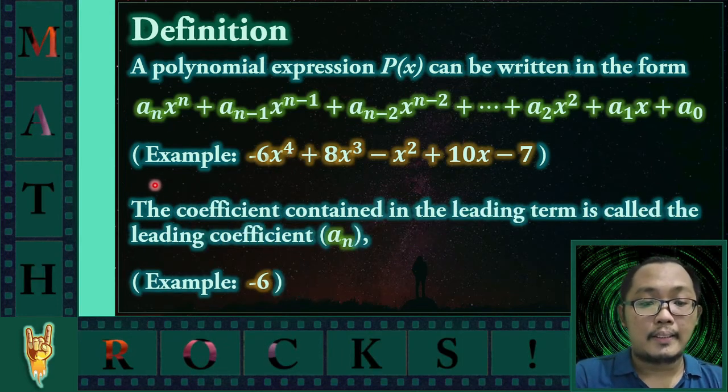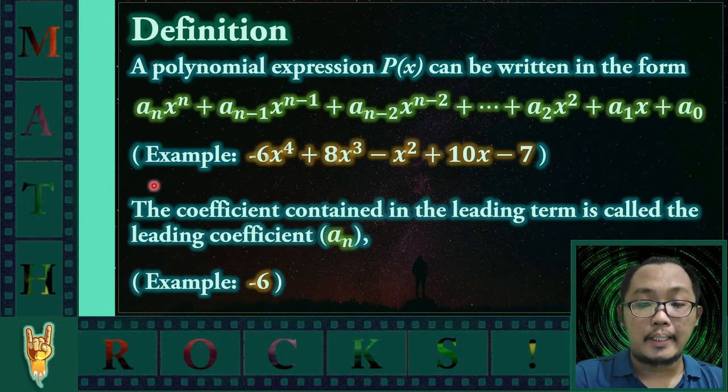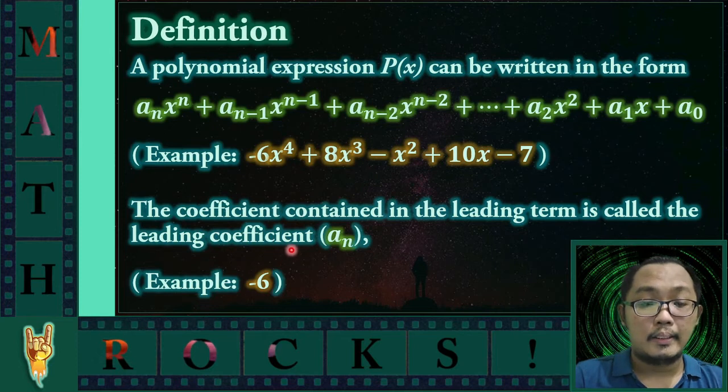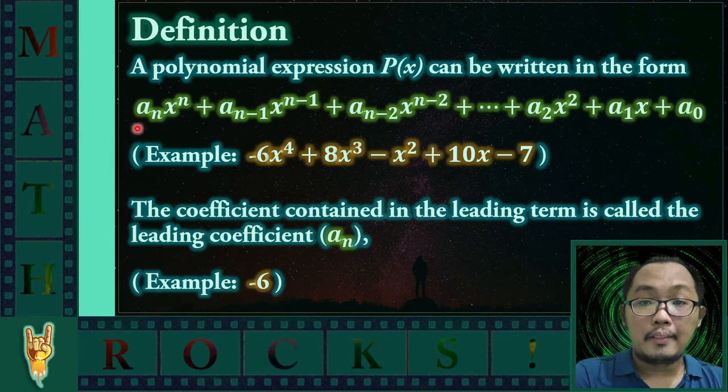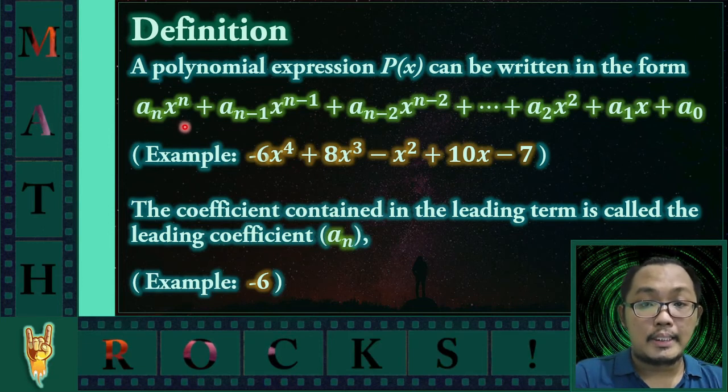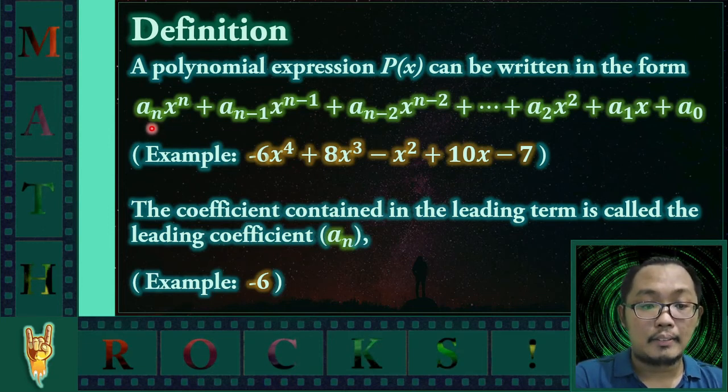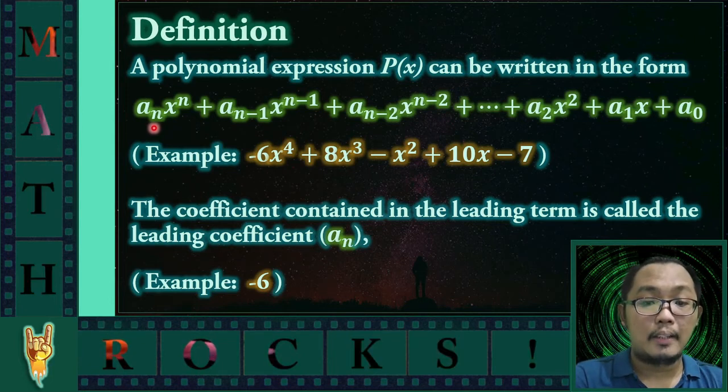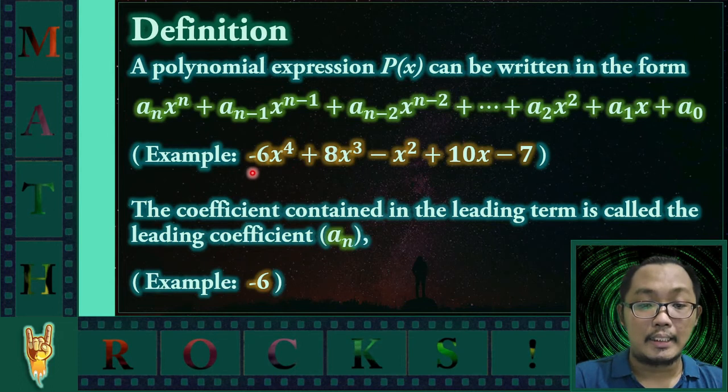Next, the coefficient contained in the leading term is called the leading coefficient. So since this is our leading term, the coefficient, which is the a having a subscript of n, would be the leading coefficient. And in our example, since this is the leading term, the numerical coefficient of negative 6 will be called the leading coefficient.